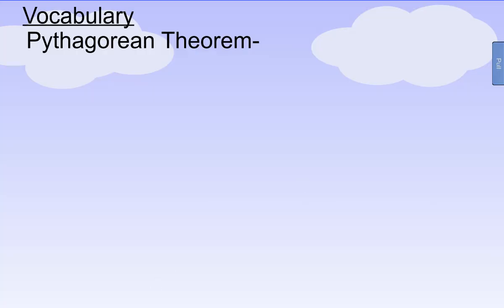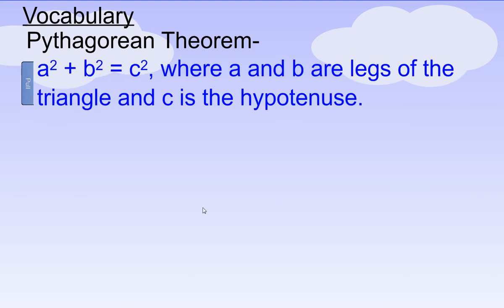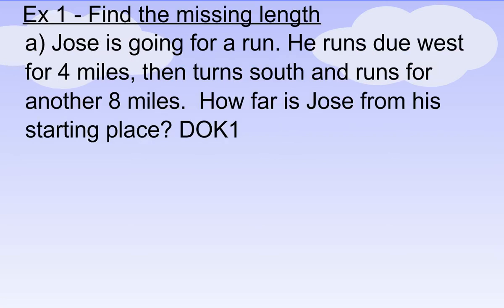The only vocabulary here is the same vocab we've had in the past. It says Pythagorean theorem is this: a squared plus b squared equals c squared, where a and b are the legs and c is the hypotenuse. So the c is the longest side, the a and the b are just the other two sides. In every one of these problems you're going to see, I think every single one of them are going to be word problems, story problems. So let's get to it.